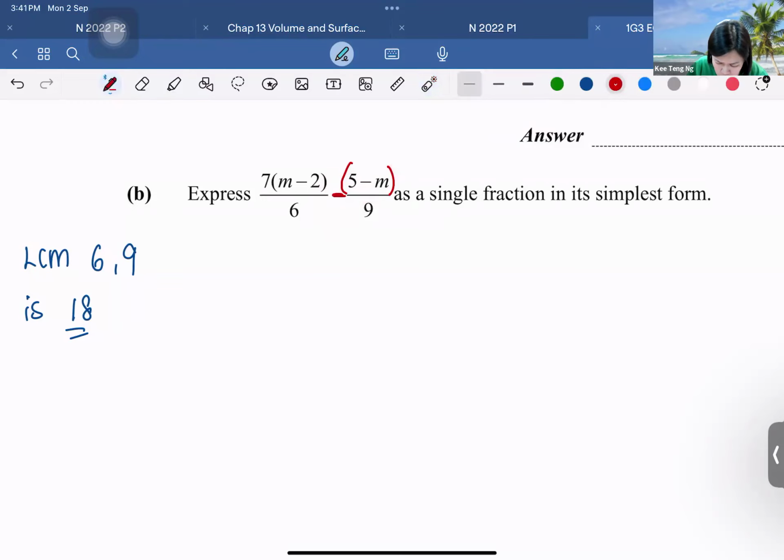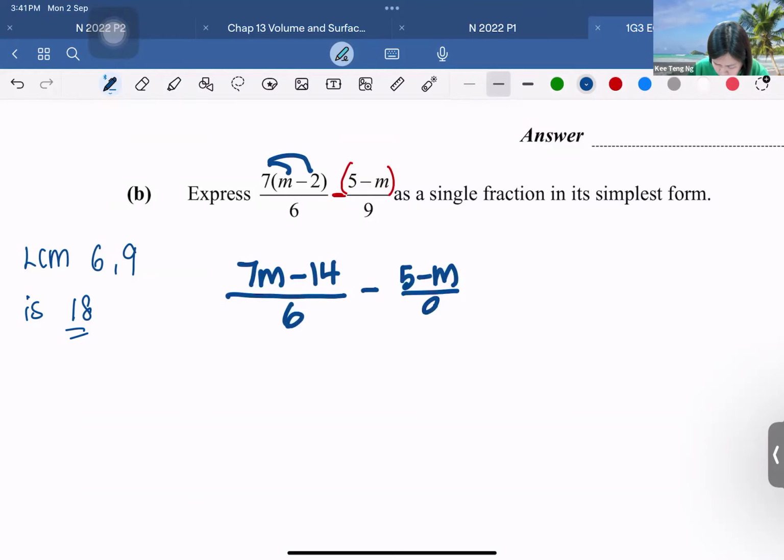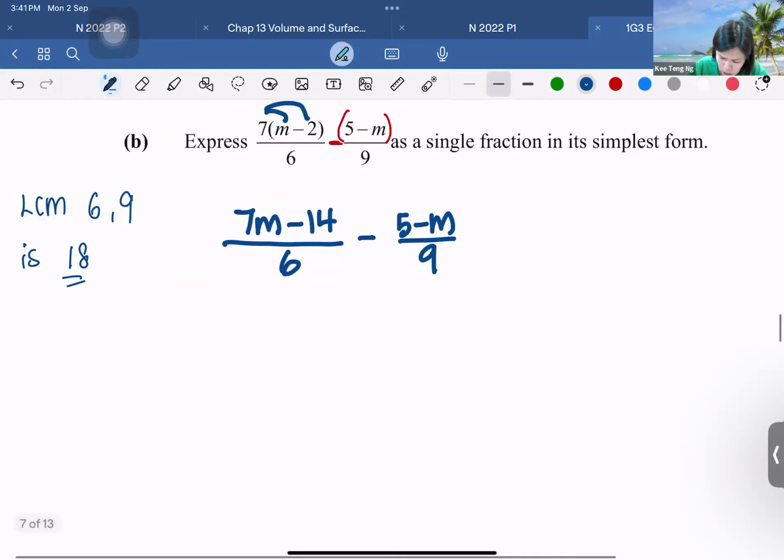Okay. Second thing, I know that there's the 7 over here. So I'm going to multiply the 7 in first. So I have 7m minus 14 over 6. This is even before I make it the same denominator. Okay, now I'm going to make the denominator become 18. What do I need to multiply in order to get 18? Anyone can tell me? What do I need to multiply to get 18?